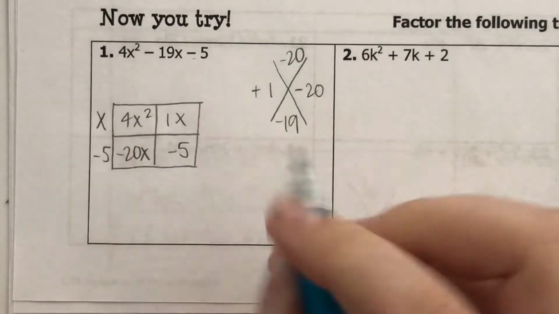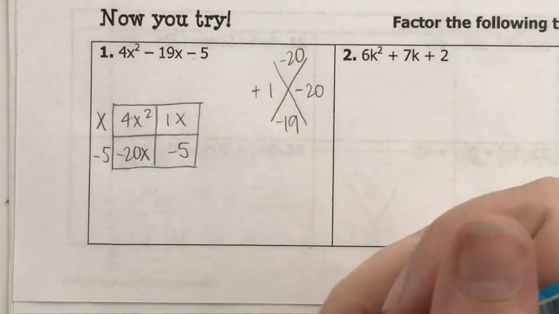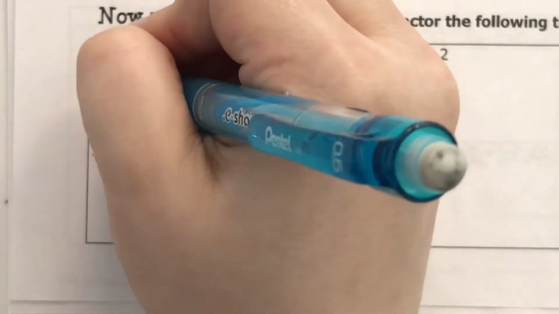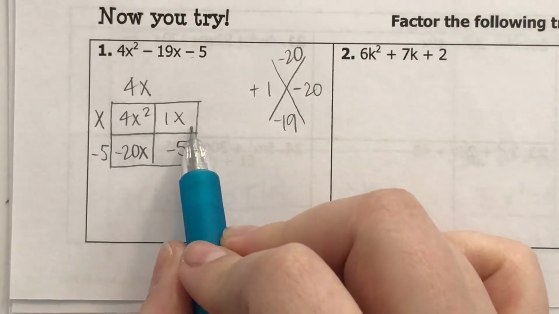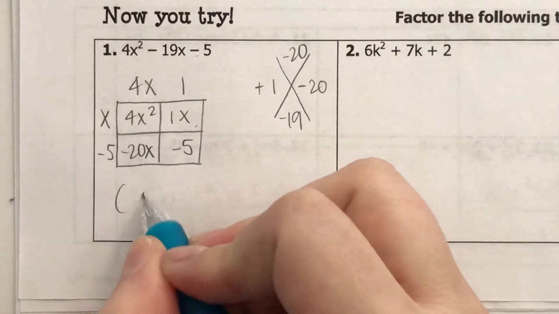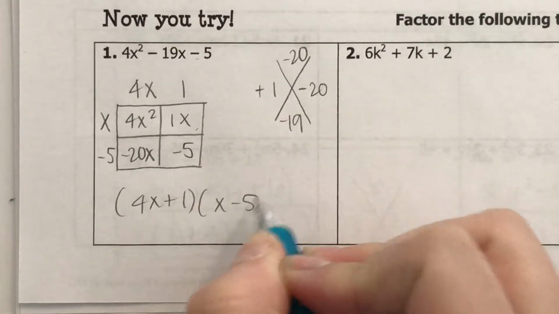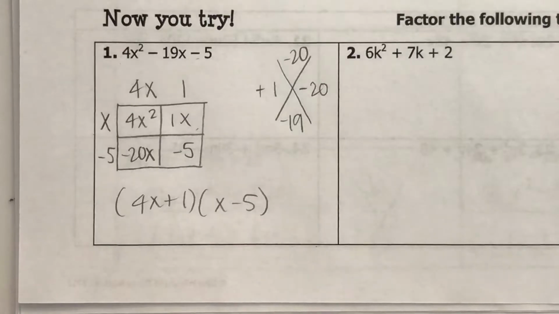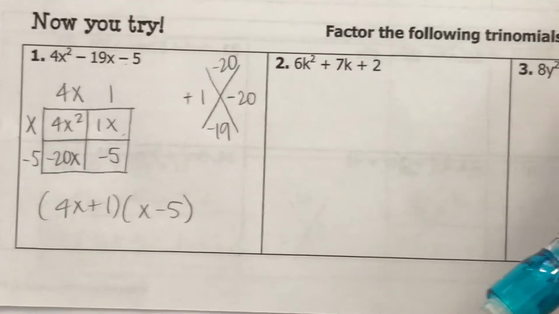Okay, how do I get from here to here? I multiply it by 4x. Then how do I get from x to 1x? I multiply it by 1. Okay? So that's it. So we have 4x plus 1 and x minus 5. Hopefully the more you see this, the easier it gets. Let's do number 3.